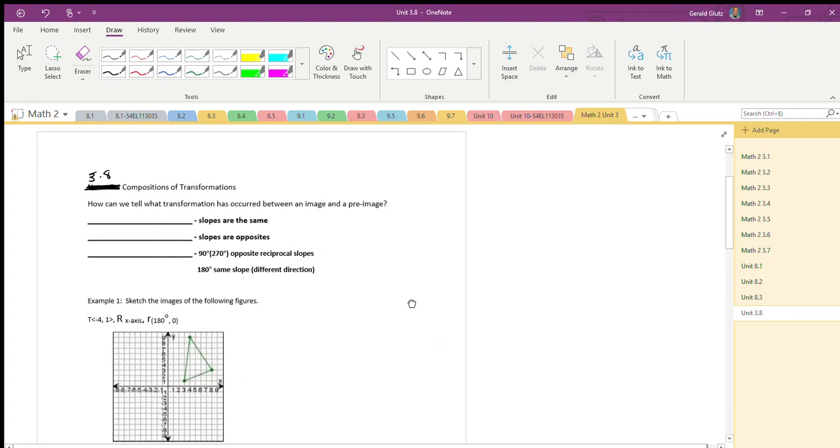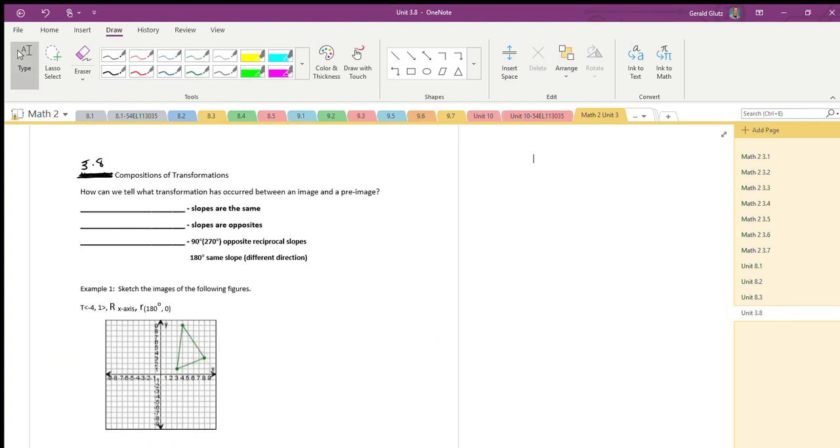So now moving on to the main thing that we're going to have to do. When we are trying to figure out what type of transformation was done, we look at the slopes of the lines, or at least one of the corresponding lines. So if the slopes are the same, that means it was a translation.